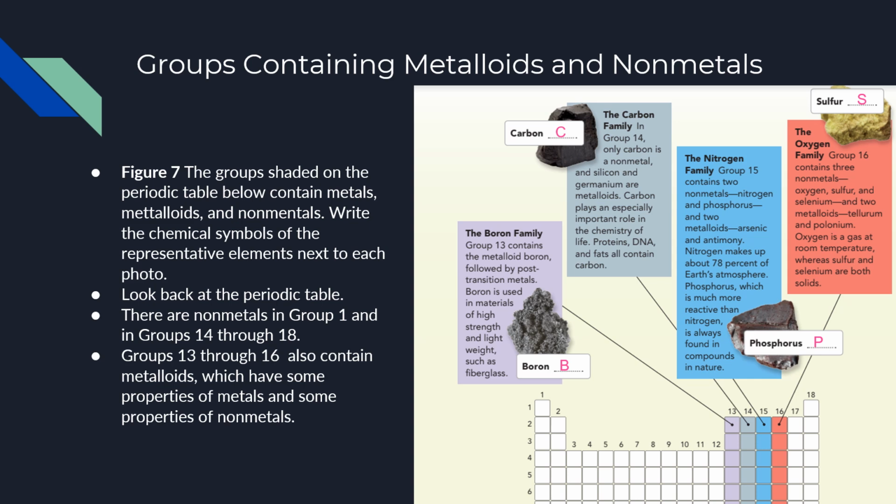So now we're going to look back at the periodic table. There are nonmetals in group 1 and in groups 14 through 18. Groups 13 through 16 also contain metalloids, which have some properties of metals and some properties of nonmetals.